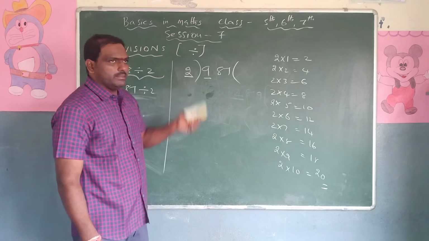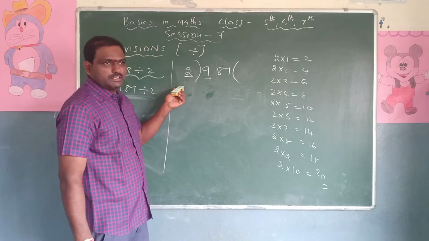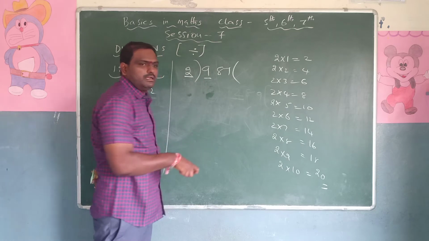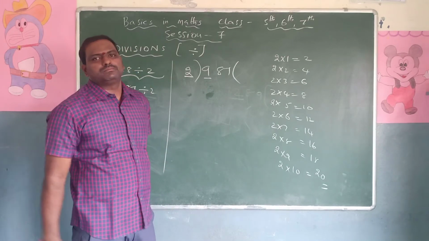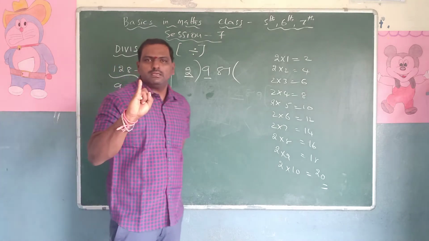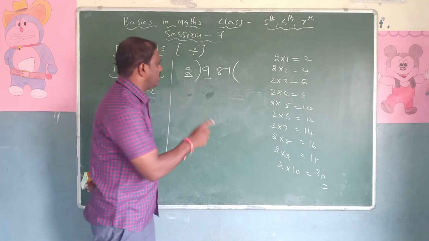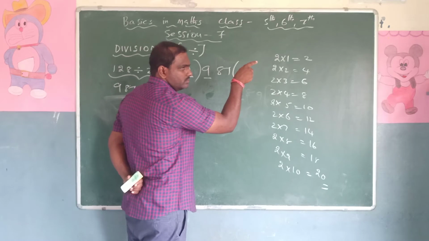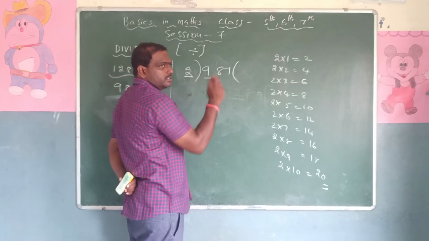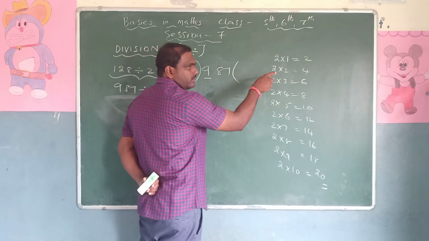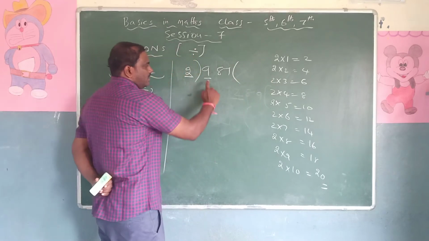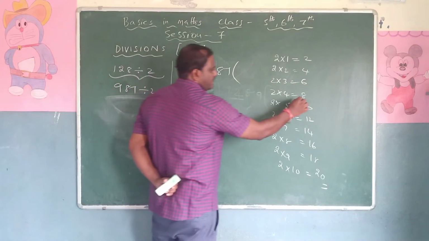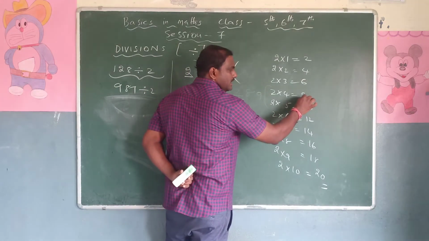Now you have to read the 2 table, the number near to 9 and smaller than 9. Now we check: 2 ones are 2, which is smaller than 2, we should not take. 2 twos are 4, 2 threes are 6, 2 fours are 8, 2 fives are 10. Now 9 is between where? It is greater than 8 and less than 10.